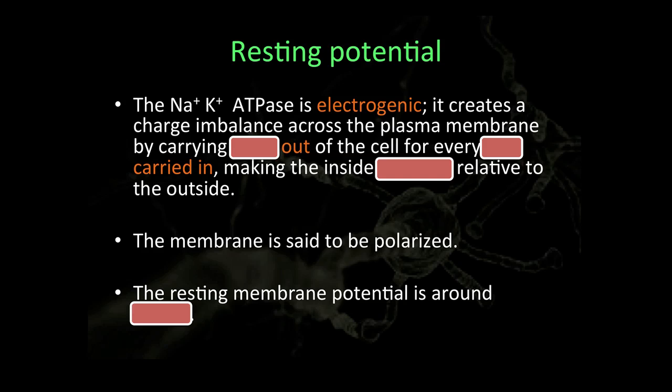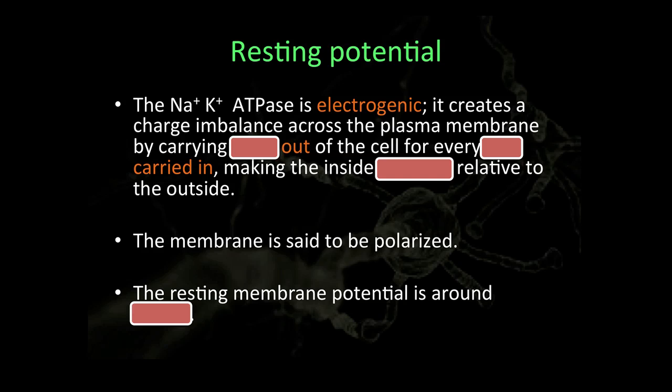So let's look at the resting potential. If you remember from the start of this lecture, the sodium-potassium pump is the main player responsible for maintaining this resting potential. And we describe the sodium-potassium pump as being electrogenic, because it creates a charge imbalance across the plasma membrane. And it does that by what?